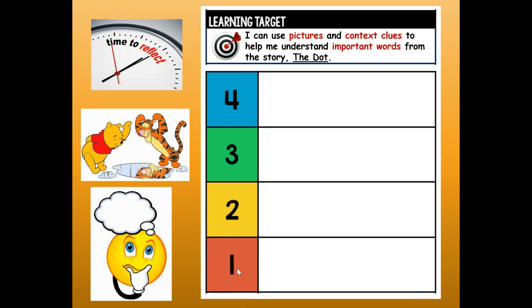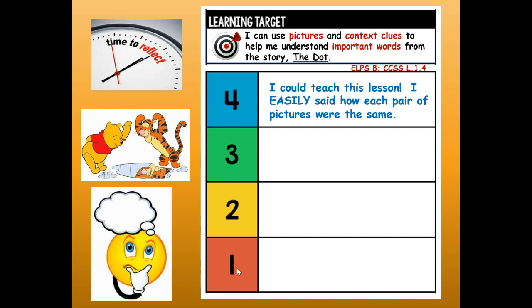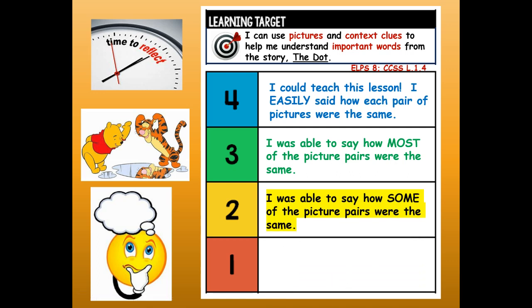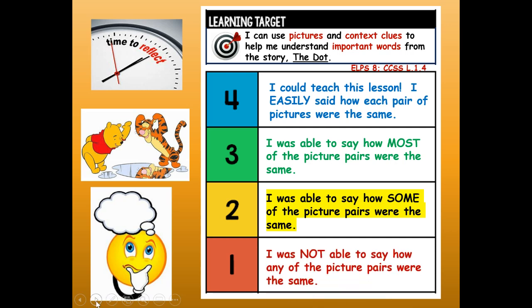So let's reflect. Our learning target: I can use pictures and context clues to help me understand important words from the story The Dot. So, how do you think you did when we were going over those pictures? 4. I could teach this lesson. I easily said how each pair of pictures were the same. 3. I was able to say how most pictures were the same. 2. I was able to say how some of the picture pairs were the same. Or 1. I was not able to say how any of the picture pairs were the same.